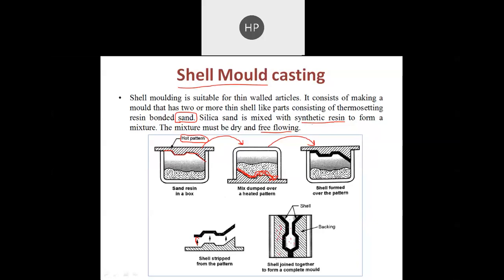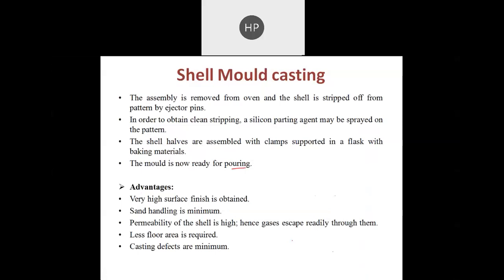We are just generating the outer shell of the hollow cavity, and this is the hollow portion, and in that one we will fill the molten metal, and after solidification we can have a casting. So this is how shell mold casting takes place.